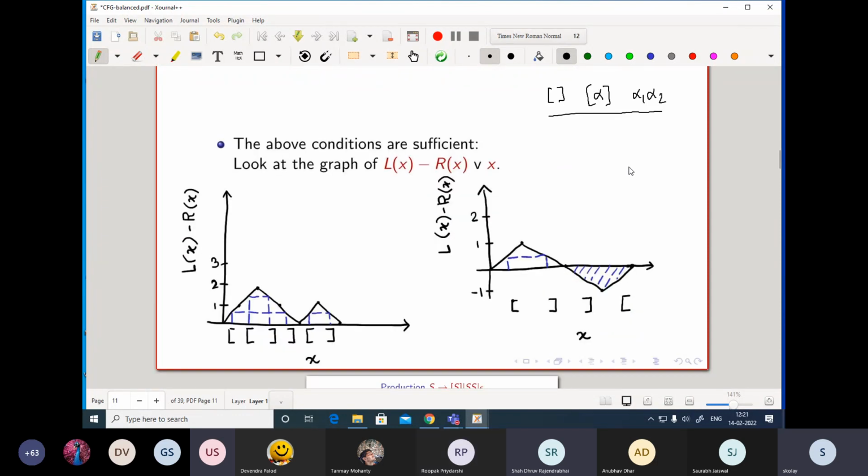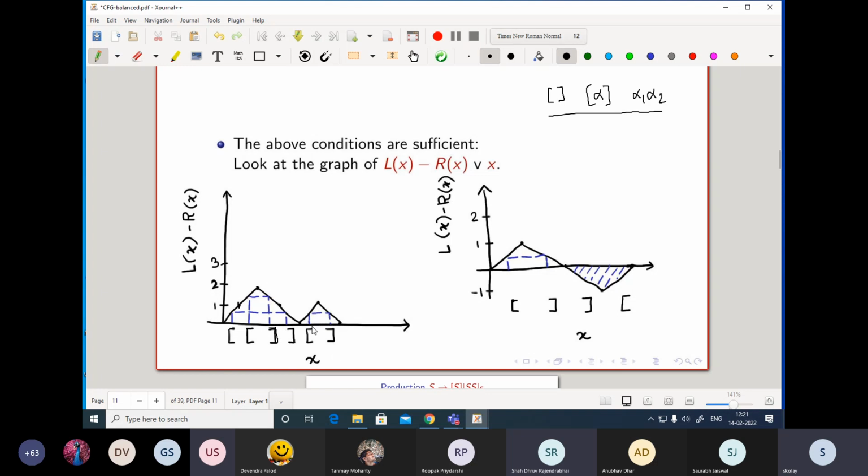As an intuition, I'm not giving you the full proof, but the intuition is you just look at the graph where it is x versus the surplus function Lx minus Rx. Every time you see a new left bracket, you go one step up. So after the first one, you go to 1. After seeing the second one, you go to 2. And then every time you see a right bracket, of course, the surplus goes down, so you keep moving downwards.